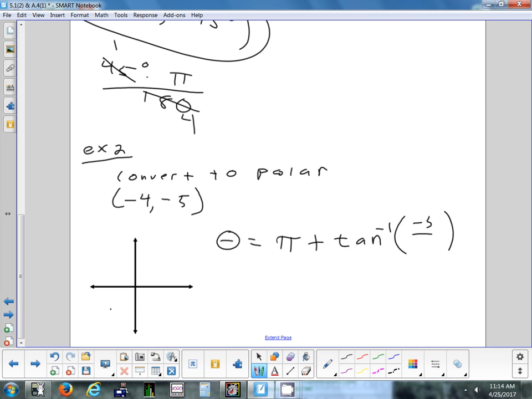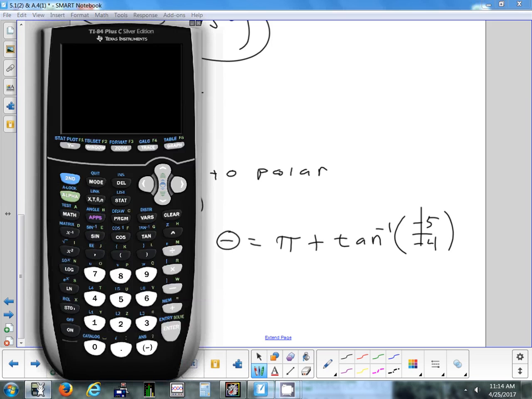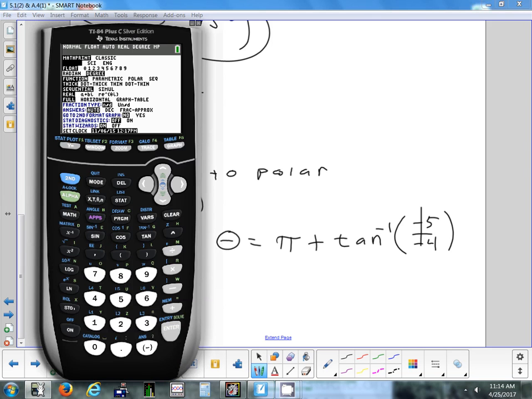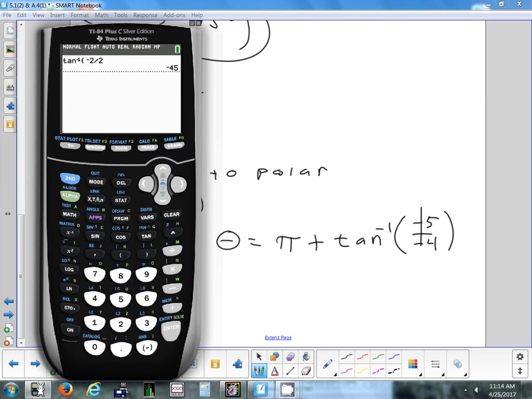Yeah, -5 over -4. And when you type that in on the calculator, if you want to cancel the negatives, you can do that. All right, if he had said 180, I could keep my calculator exactly in the mode it is now. But since he said pi, it's good to practice doing it in radians. Make sure we know what we're doing. So pi plus inverse tangent of 5 over 4. Okay, so if you did it in radians, you should get about 4.04.